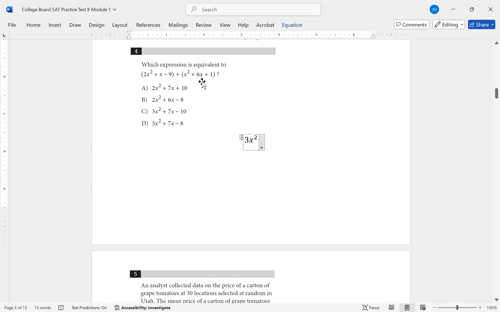x plus 6x gives me plus 7x. Negative 9 and a positive 1 combine to give me a minus 8. So we end up with 3x squared plus 7x minus 8. Again, I get that by combining like terms. And that is answer D. So D is the answer to question 4.